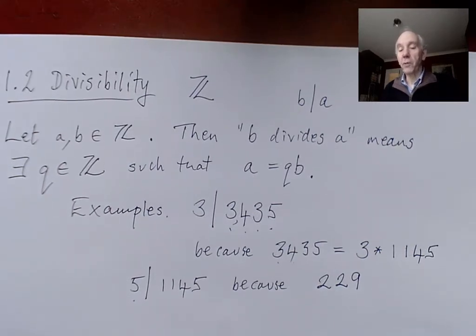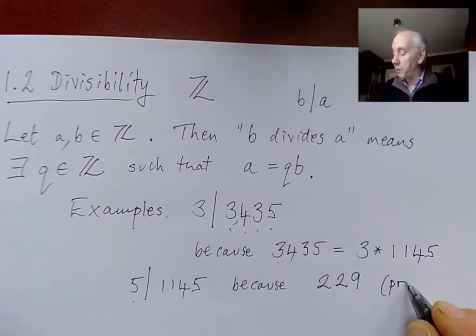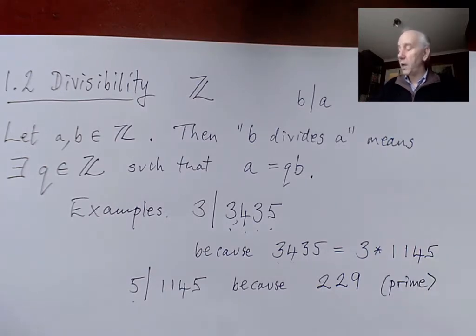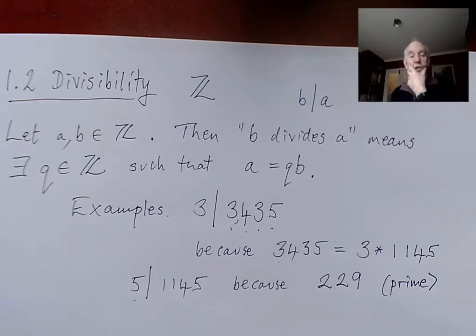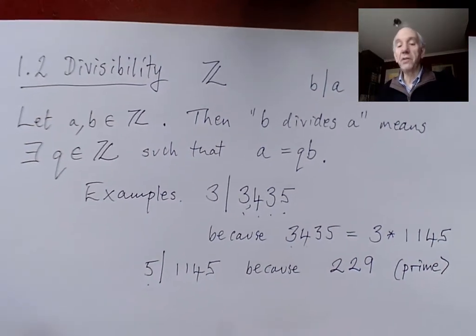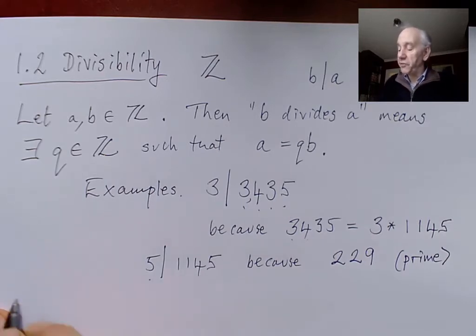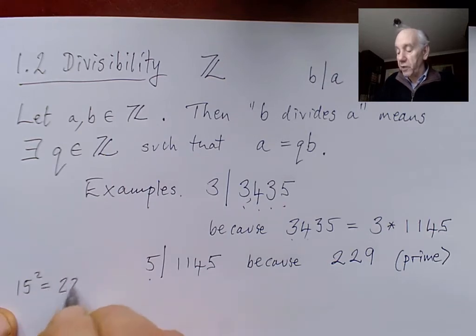Now, unfortunately, I have to stop there because this is a prime number. 229 is a prime number. How do I check it's a prime number? Prime means that it's only divisible by 1 and itself. I need to check that there are no other numbers that divide 229. Well, remember how to do this. 229 is almost the same as 15 squared. 15 squared is 225.